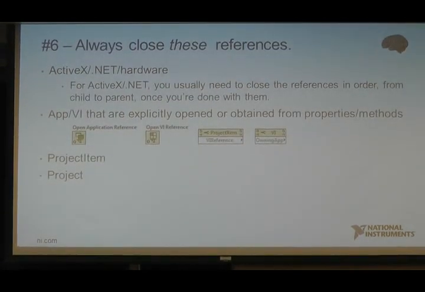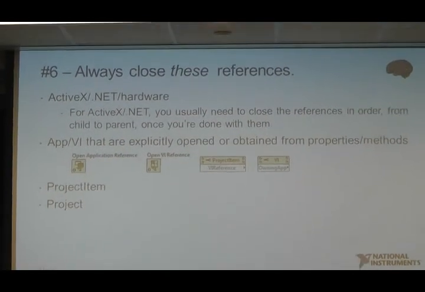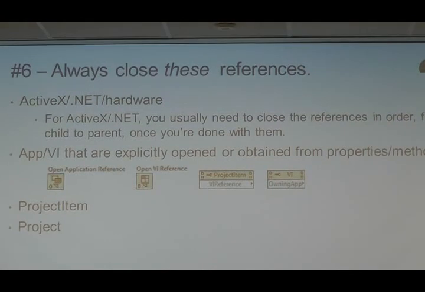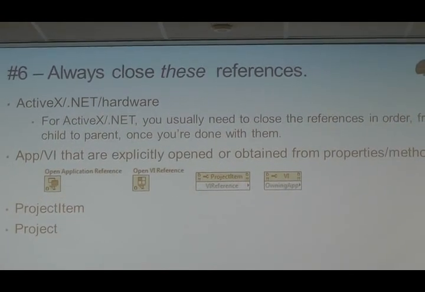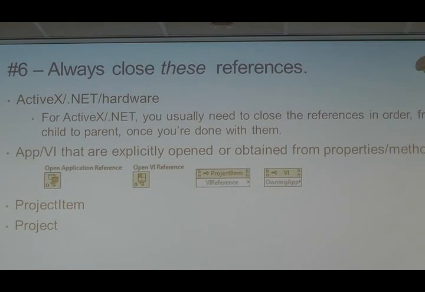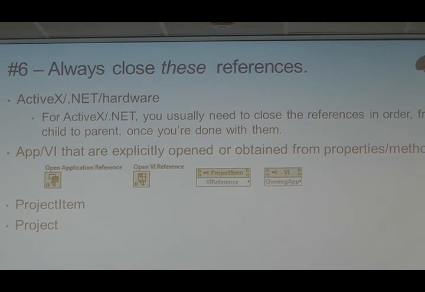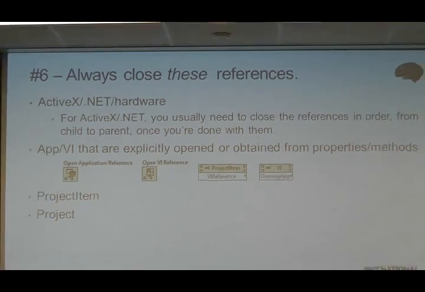All right, so there are some references you always want to close, no question. You want to close ActiveX references, .NET references, hardware references. You guys know this. You want to close application and VI references that you're explicitly opening, like with the primitives or with the property node that returns them. You want to close references to anything in the project item API, if you're scripting projects. You want to close a reference to a project. These are all things you definitely do want to close.